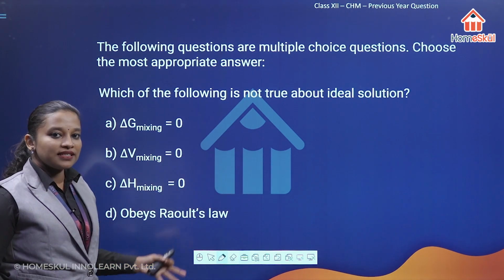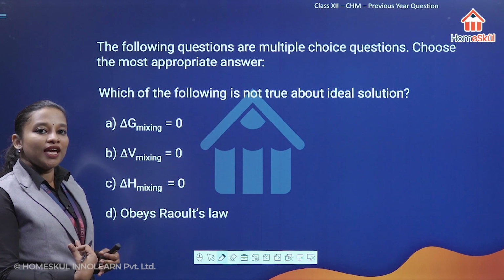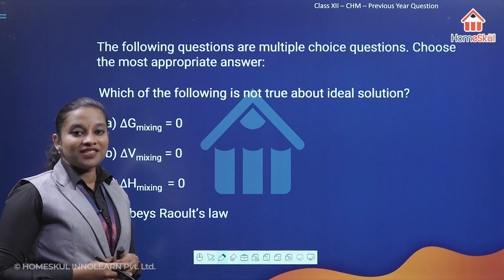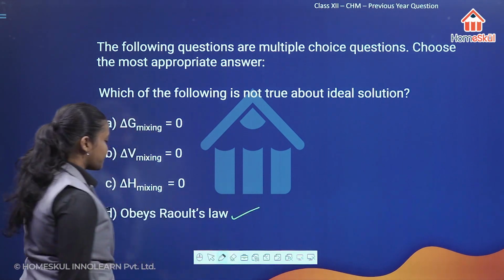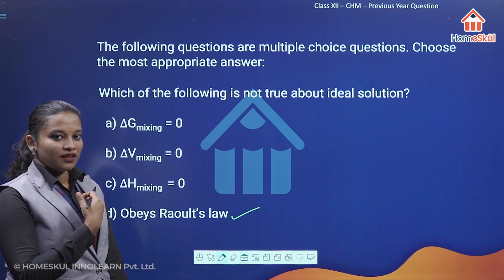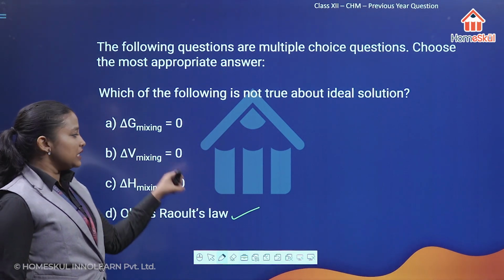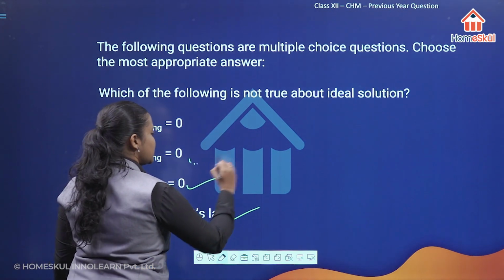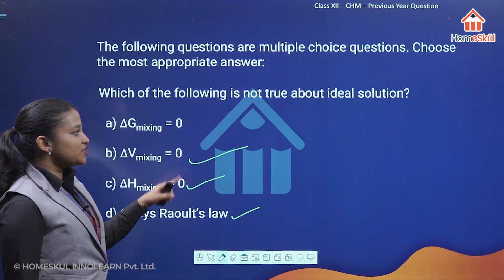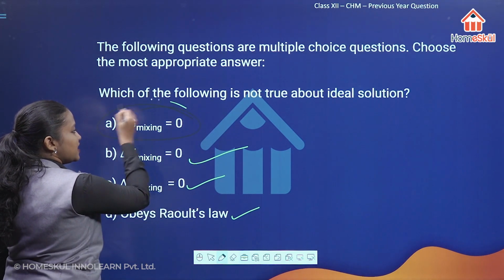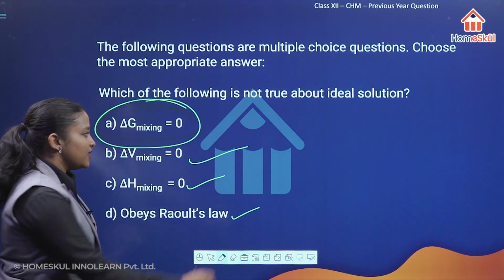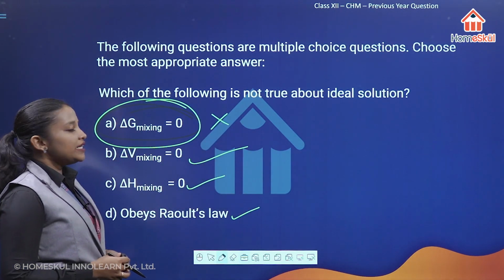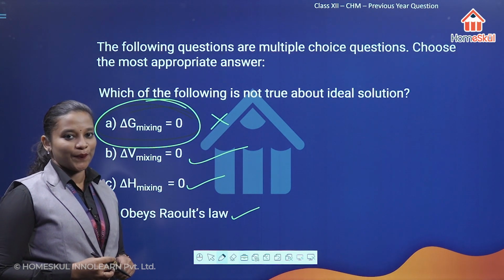We already discussed that. An ideal solution will obey Raoult's law in its entire range of concentration or composition. So, D is correct. And for an ideal solution, delta H mixing and delta V mixing will be 0. So these two statements are correct. So, which one is not true? Delta G mixing is 0. That is the wrong option. Hence, the correct answer of this question is A, delta G mixing is equal to 0.